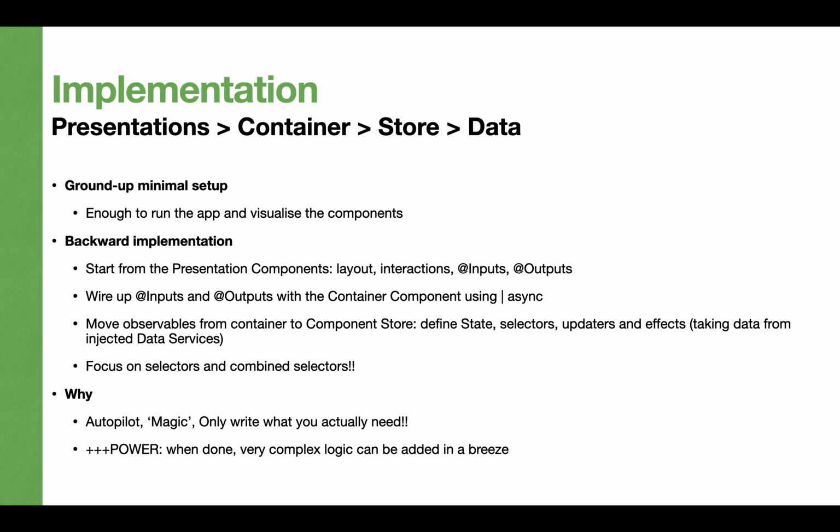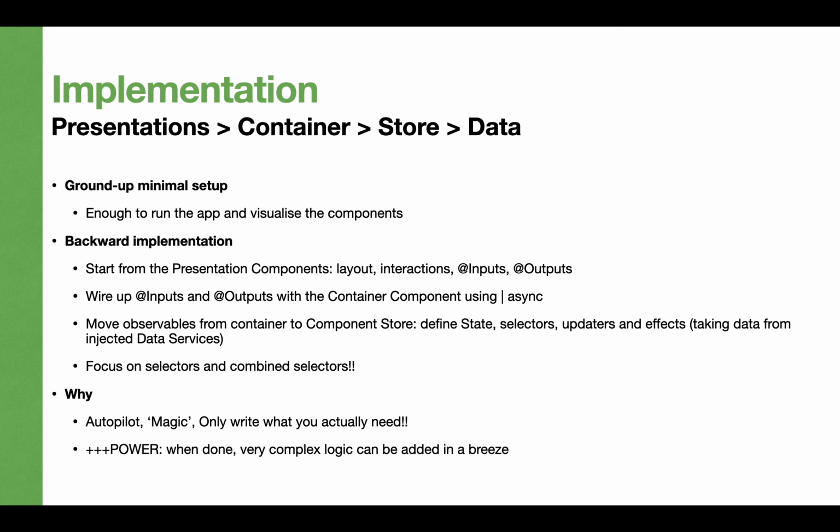Once you have that, then you start building the whole system backward. You start from the presentation components. You start defining the layout, the interactions that the user can have. You're going to define the inputs and the outputs. Once you've done that, you take the inputs and outputs and move them to the template of the container. So this presentation component needs this input and is going to emit this output. That means I need an observable with an async pipe that plugs into that input, and a method that is going to handle a certain output. Then you write these observables and these methods in the class of the container.